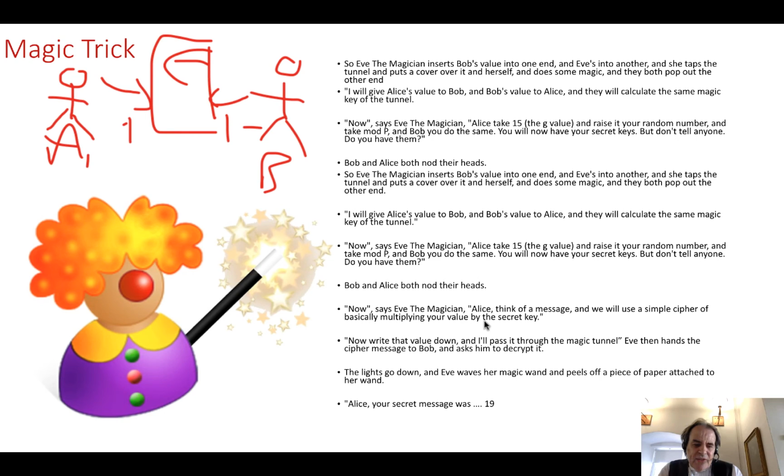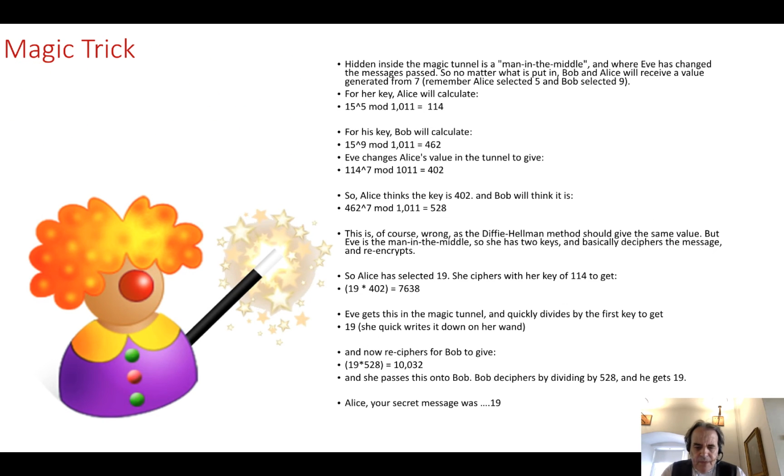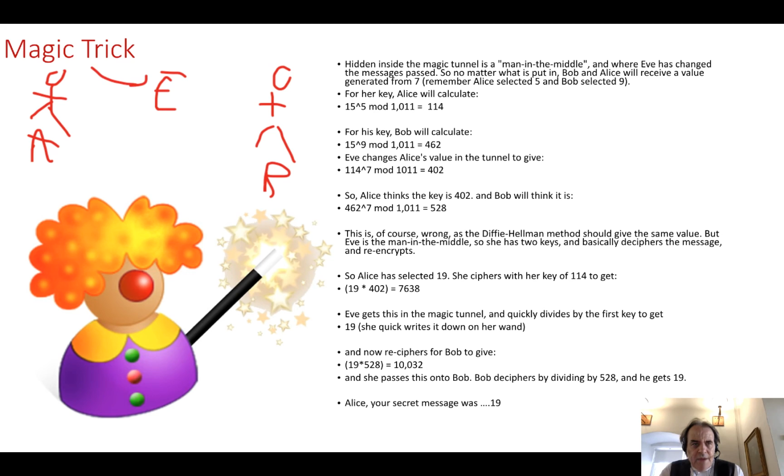Then what happens next is that Alice takes a number, a message, say 19, multiplies it by the key that Bob and Alice have generated, and then Eve is able to crack it. So how did she actually do it? Well, she was Eve in the middle, or the man in the middle. There's Alice, and there's Bob, and there's Eve. Alice sent her value to Eve. Eve, no matter what, took a random number of 7. Remember, Alice took 5 and Bob took 9.